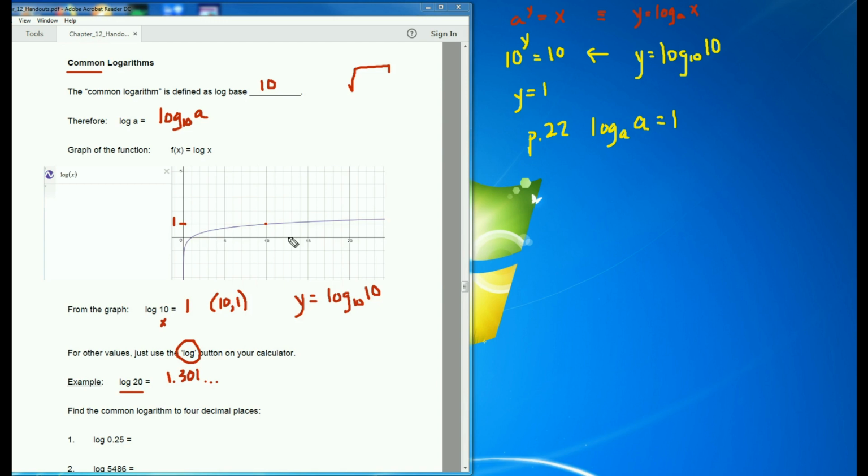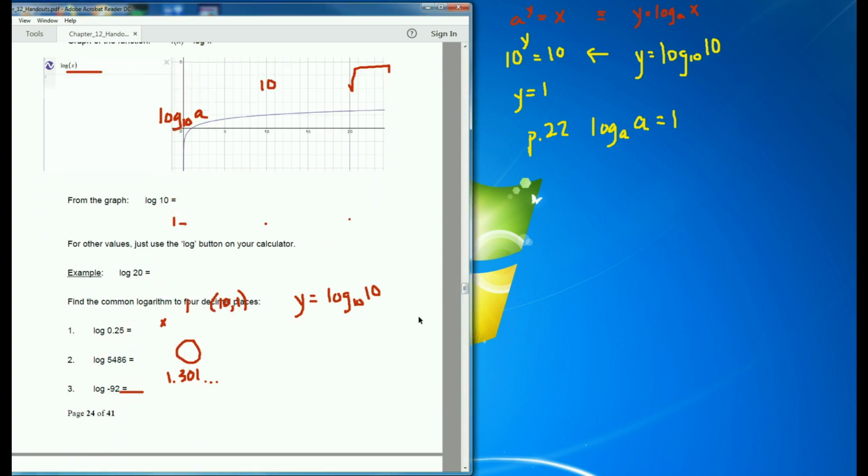If we look at the graph, the input is 20, here's the log, and that looks about right, about 1.3. So take a moment with your calculator and find the common log base 10, to 4 decimal places, of the following numbers.